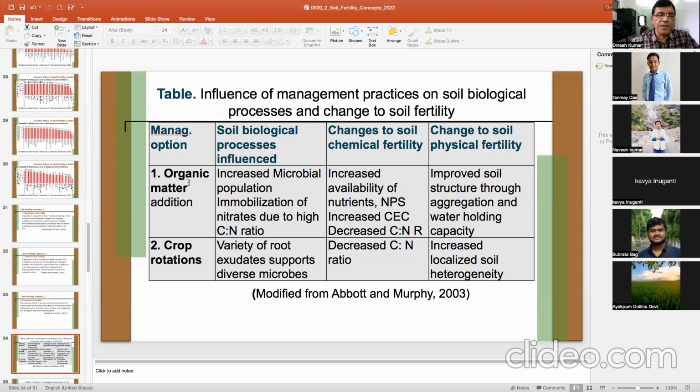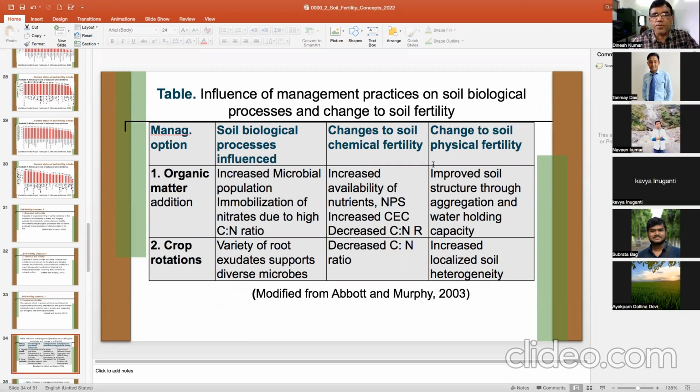So what changes will happen to the chemical fertility? If you are adding organic matter, the biological process means improvement in the number of microbes, their biomass, and consumption of available nitrogen by the microbes. That is immobilization. For chemical fertility, there is an increase in availability of nutrients like nitrogen, phosphorus, sulfur. So by the end of decomposition of organic matter, when the mineralization is complete, you will get nitrogen, phosphorus, sulfur, increased CEC, mainly because of production of humus. And finally, you will get a decrease in C:N ratio.